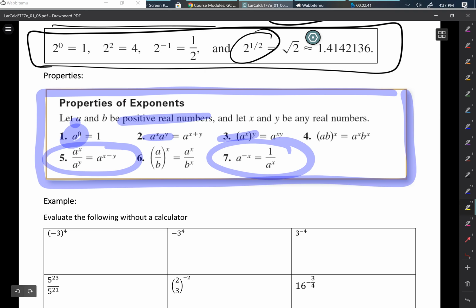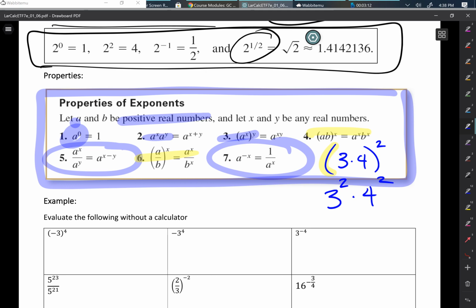Now the reason I skip these two is because both of those properties contain two bases. There's the base a and the base b. Now remember, a and b are both just numbers. Okay? And so number 4 says it's a times b raised to the x would be equal to a to the x times b to the x. So we're just taking two bases, like say if we had 3 times 4 squared, well that would just mean 3 squared times 4 squared.